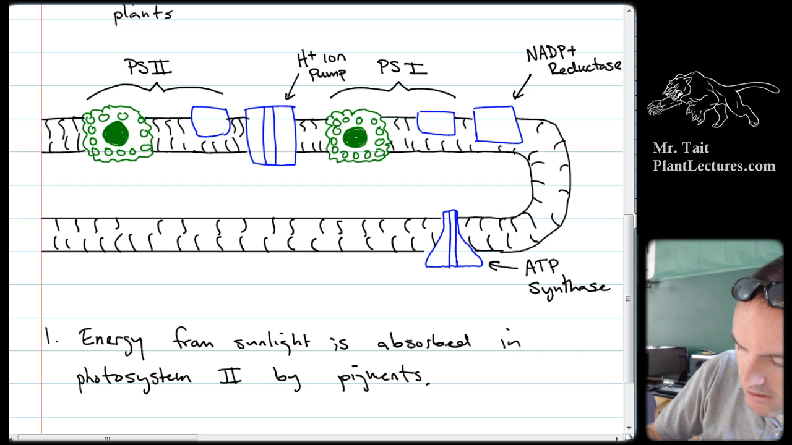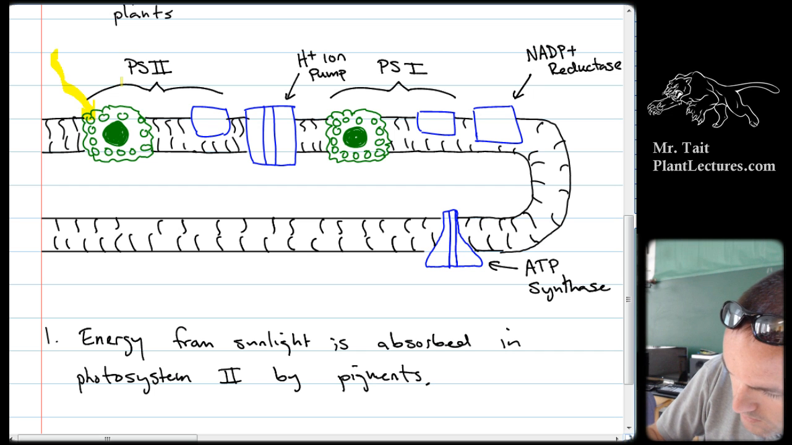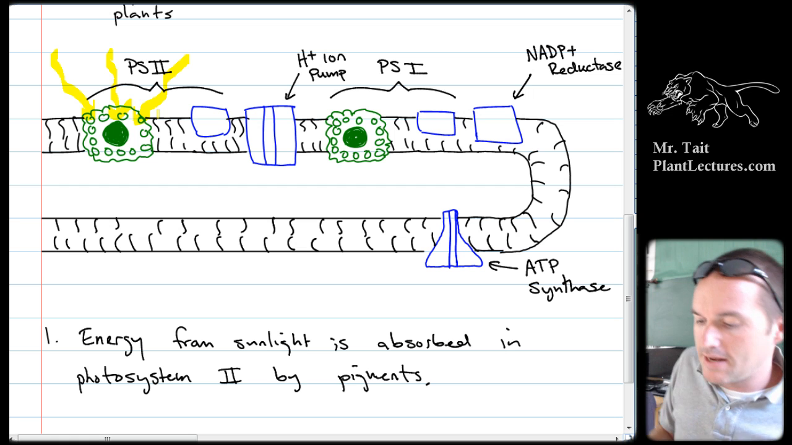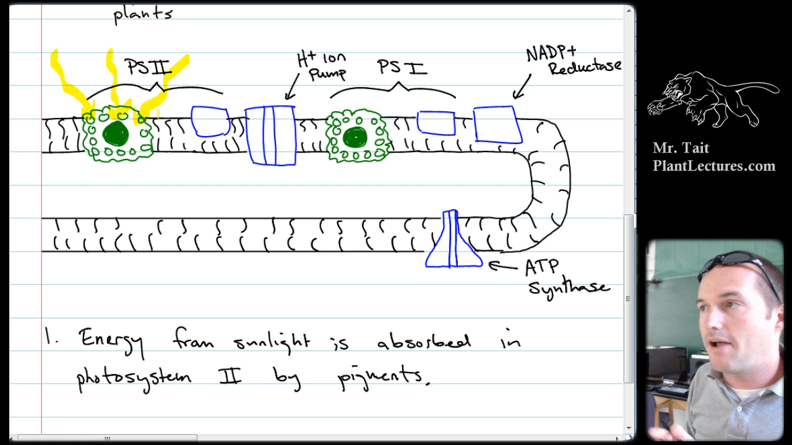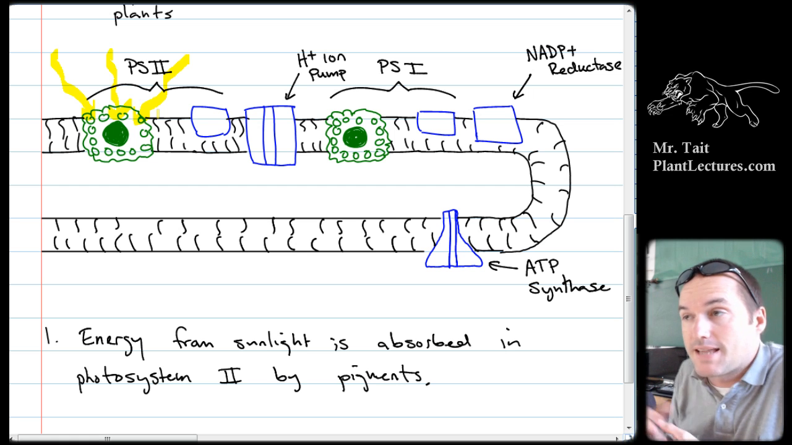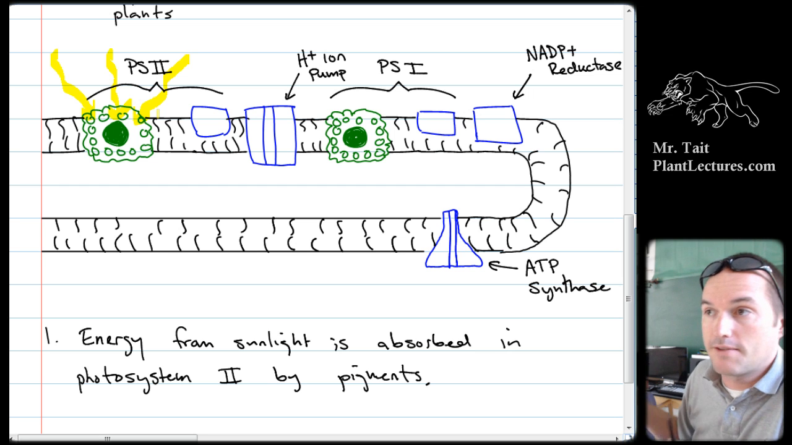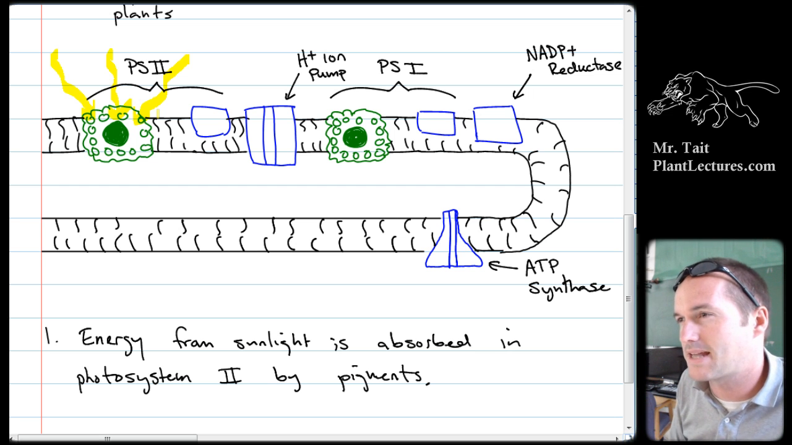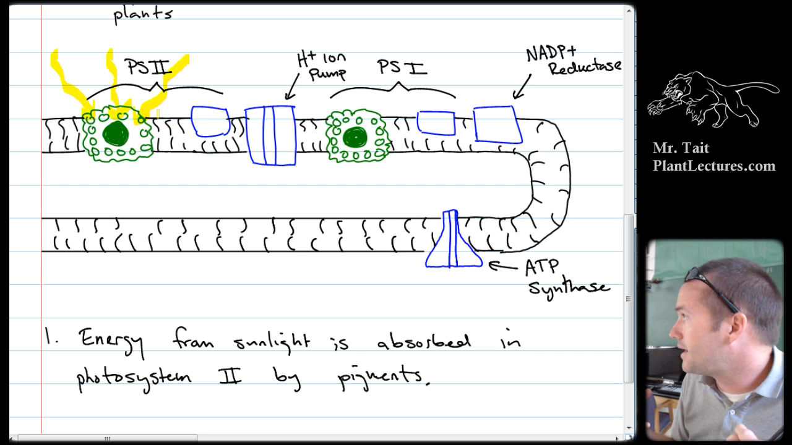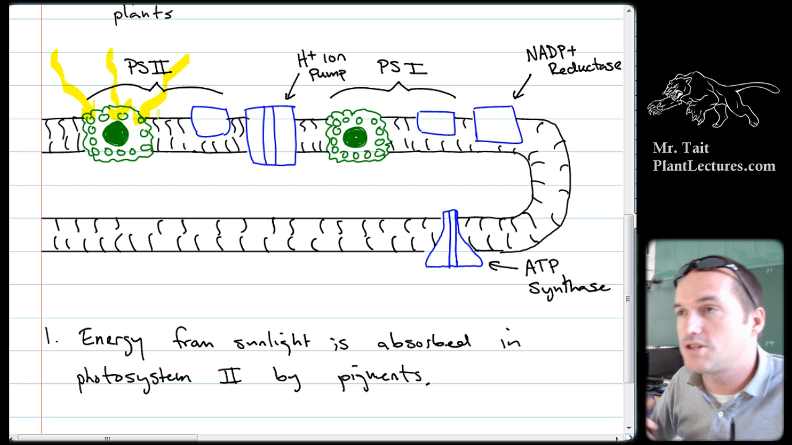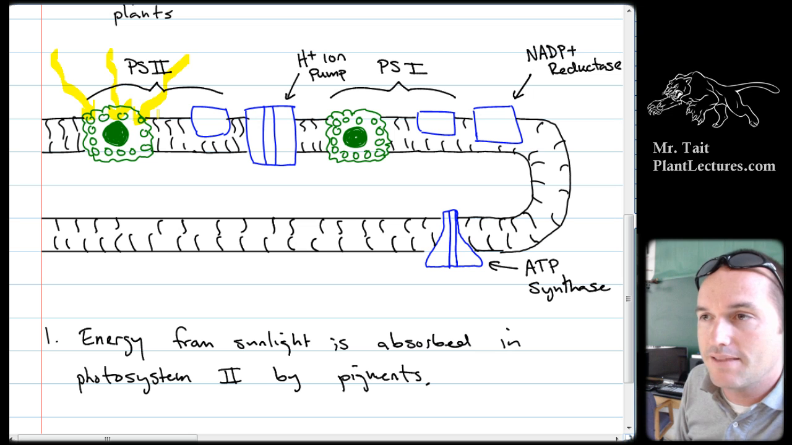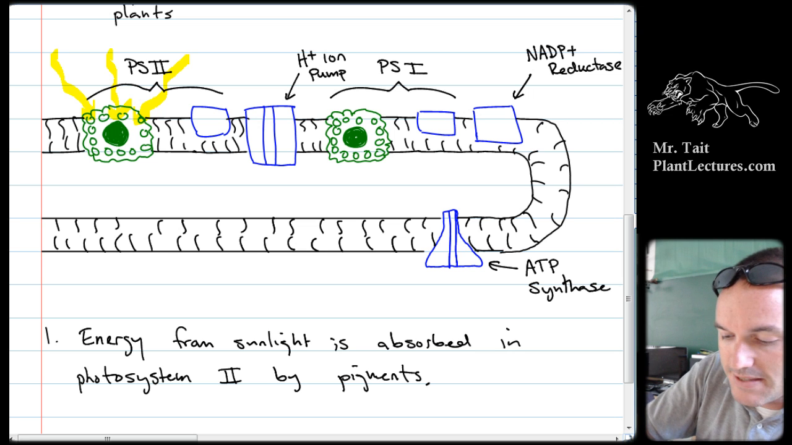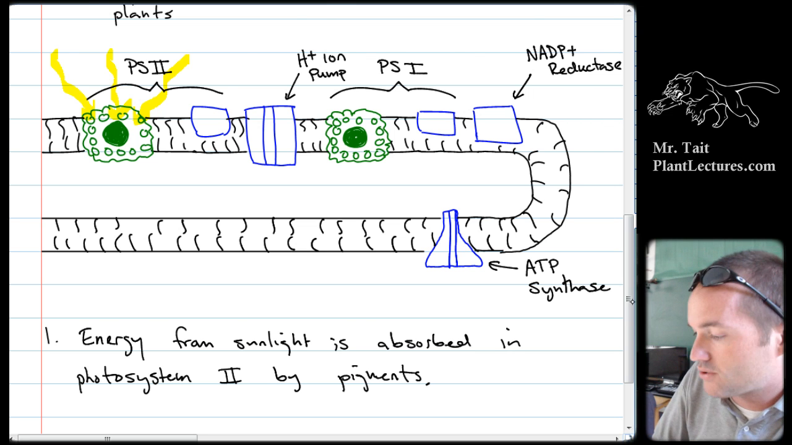So as sunlight goes in here, the electrons that are in these pigments jump to a higher energy level. And if it was a flame test lab, they would fall back down and emit a photon of a certain energy, a certain wavelength of light. But this isn't a flame test lab. This is a controlled environment here. And so the electrons that jump to higher energy levels are immediately passed into the thing in the center here, which is called the primary electron acceptor.